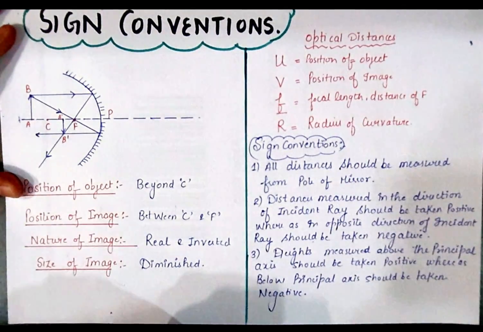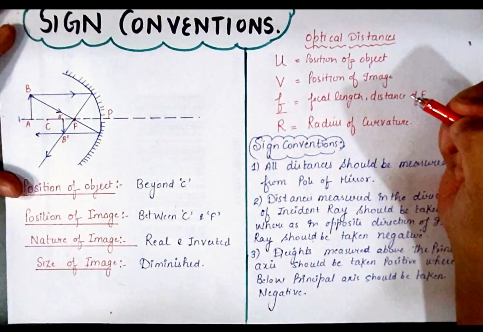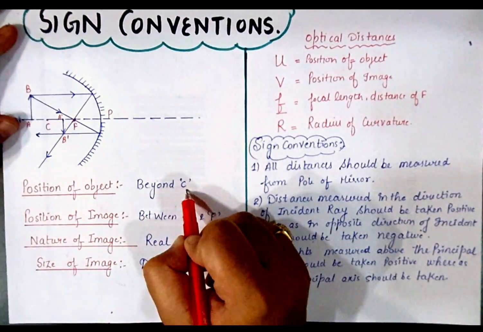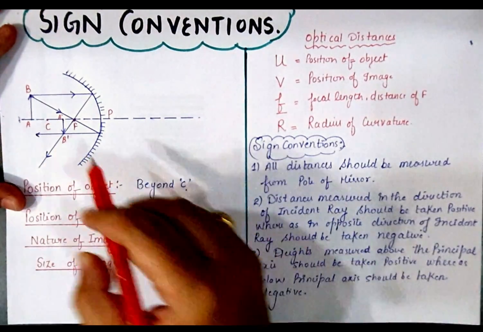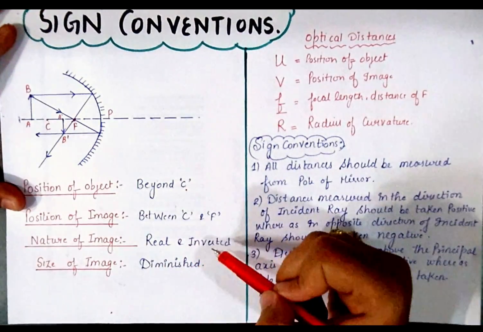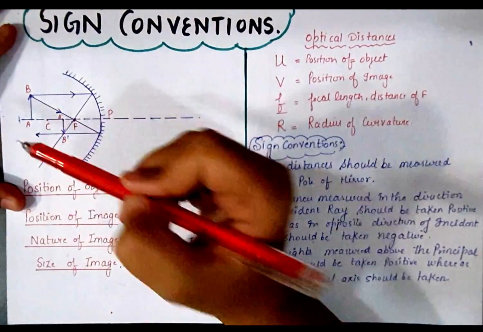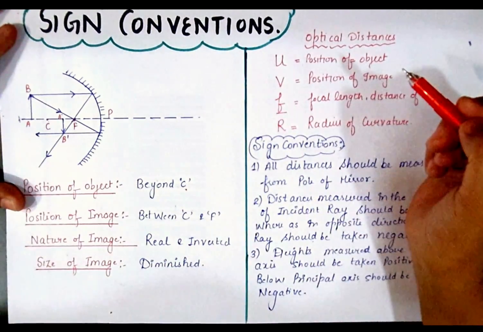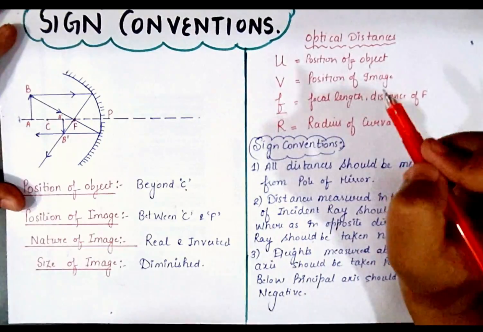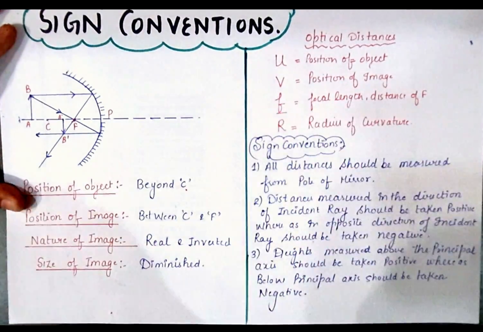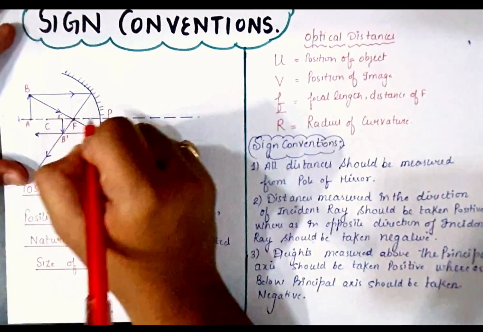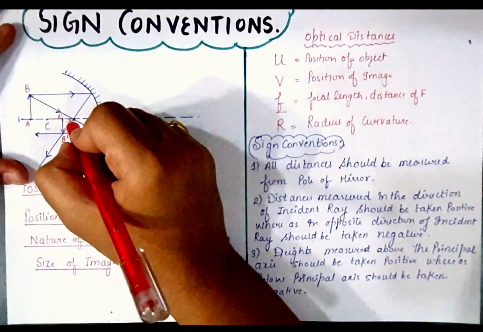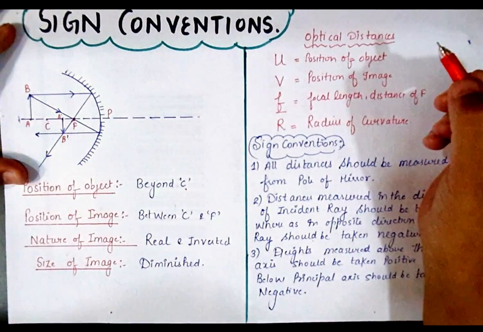So let's have a look at this ray diagram. So students, as you can easily see, it is the ray diagram of a concave mirror in which I have placed my object beyond C. The position of the image I am getting here is between C and F. The nature of the image is real and inverted, as you can see, and the size of the image is smaller than the size of the object, that is, diminished. So in this ray diagram, if I have to label U, V, F and R, how can I label? See, here you can see A is the position of the object, A dash is the position of the image, and capital F is the position of the principal focus.